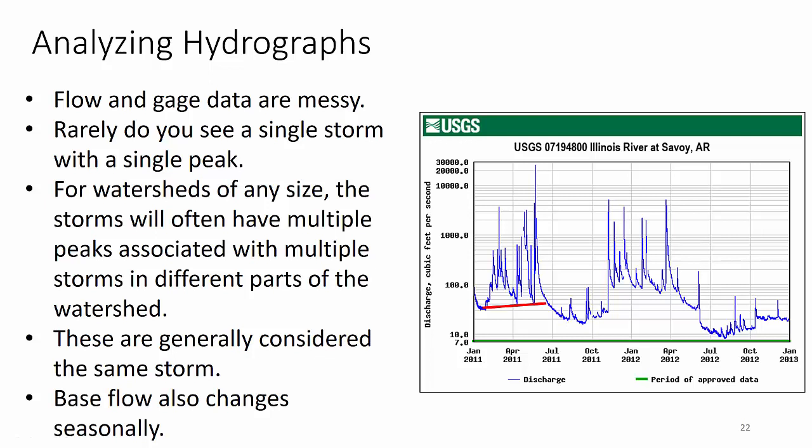This is the Illinois River at Savoy, Arkansas, just west of Fayetteville. You can see during April to July, the spring months, we have a certain flow. During the winter months, that goes down and starts to come back up in October.